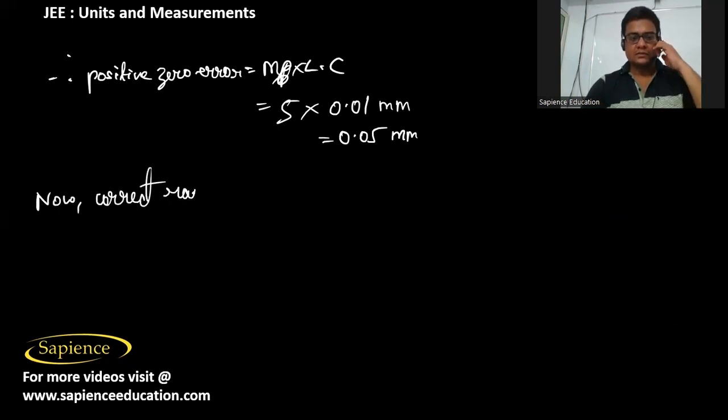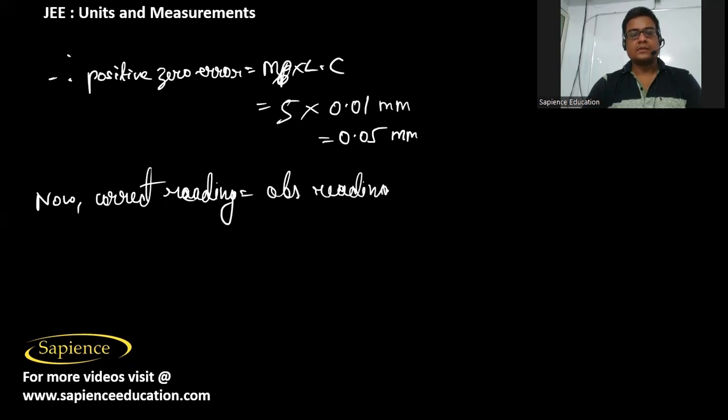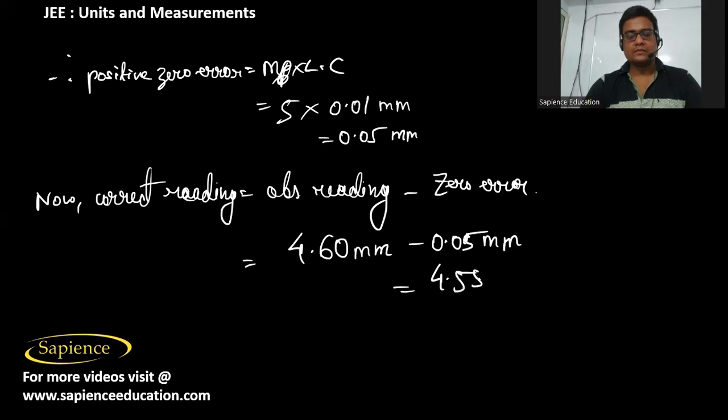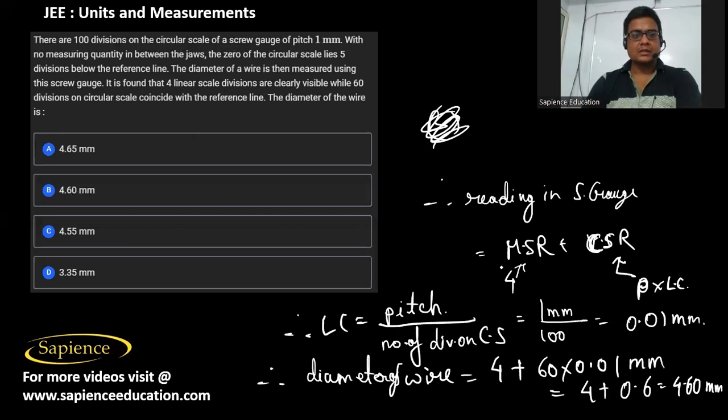Now the correct reading, as you know, will be equal to the observed reading minus the zero error. So therefore the correct reading will be the observed reading, which is 4.60 millimeter, minus 0.05 millimeter. So that will be 4.55 millimeter. So 4.55 millimeter is the answer. So option C is the correct answer.